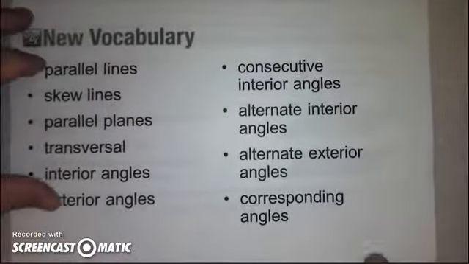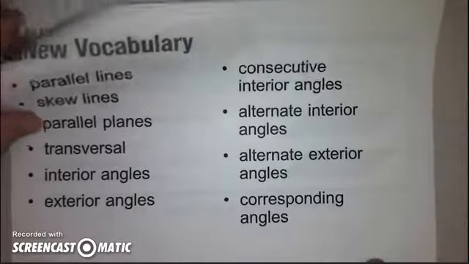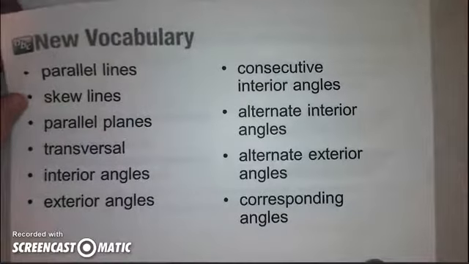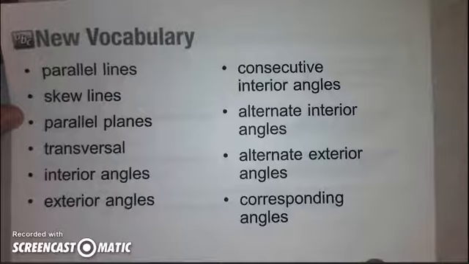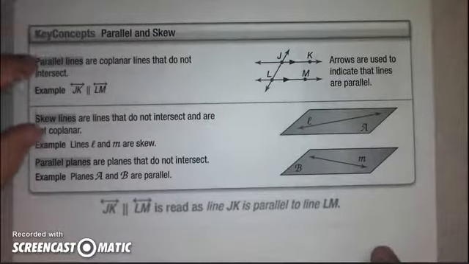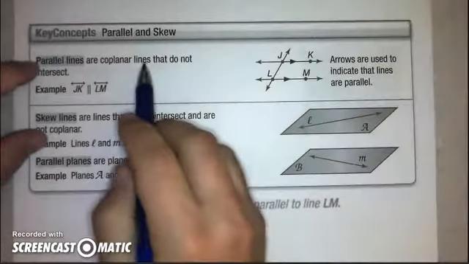So once again, here's that list of vocabulary. There's quite a lot, but you guys have done what you were supposed to, and you have already written down these vocabulary terms in your vocab notebook, so you should be good to go. Remember, we talked about what parallel lines are. They are coplanar lines that do not intersect.